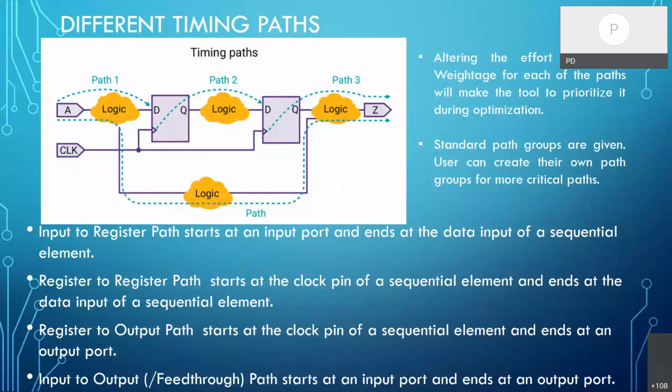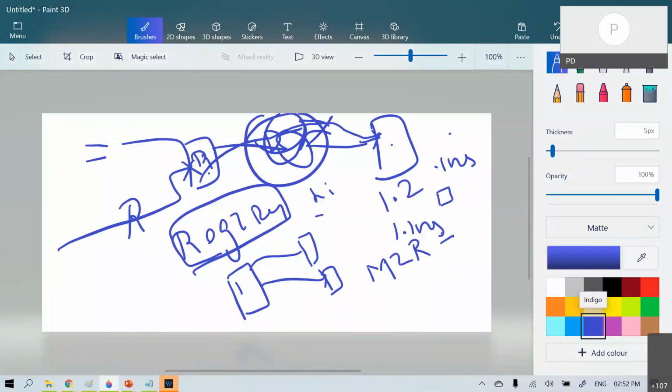The tool also, what it will do, it will try to put some buffers for improving the transition value. If the register is here and the macro is far away, then it will try to place this register close to this macro.